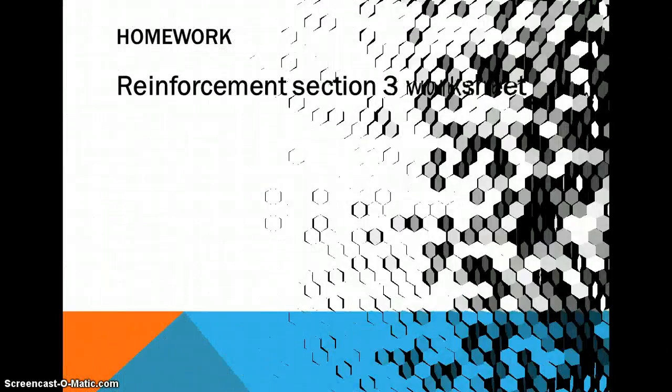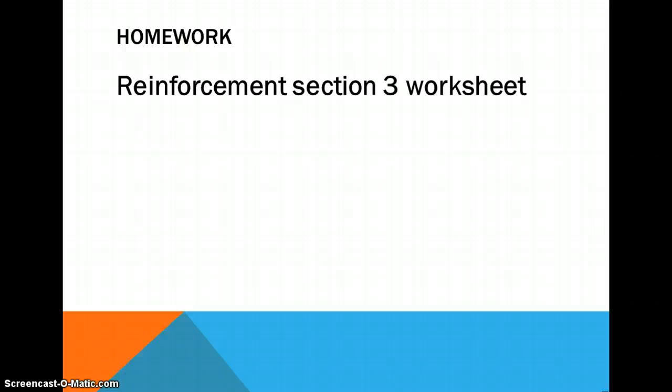So last thing then, you guys have the homework reinforcement section 3 worksheet to do. So please review this as many times as you need. Ask questions in class if there was anything that you did not understand.